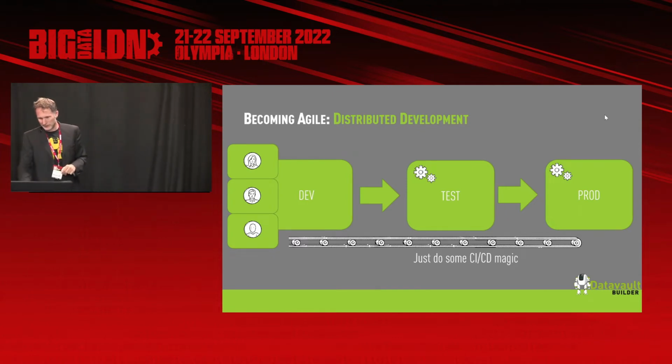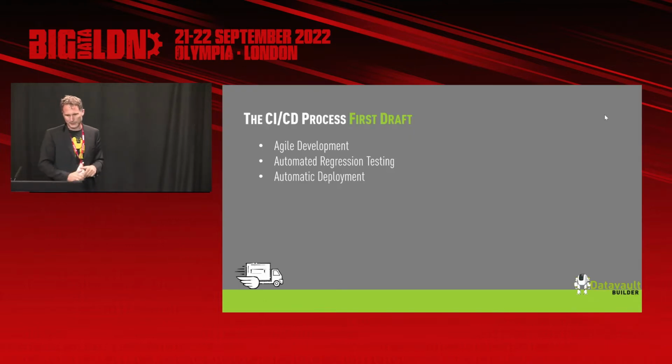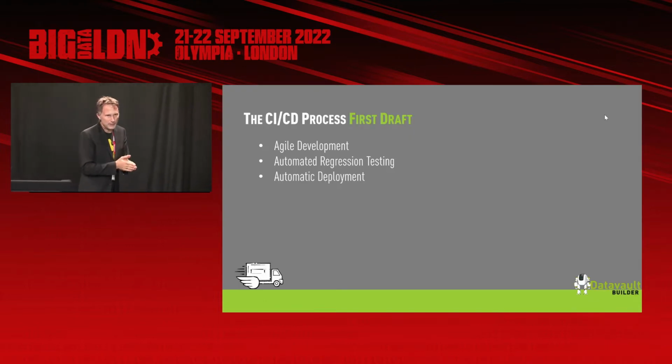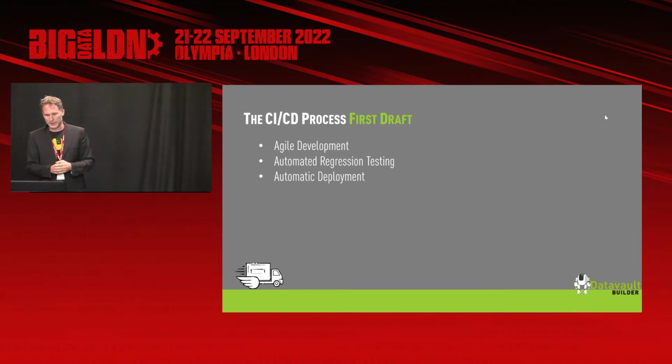And what's the third thing that we need to solve? It is a very complex process, because I've been in meetings where we started gathering the requirements, and it was like, yes, we need to do agile development, we agree on that.